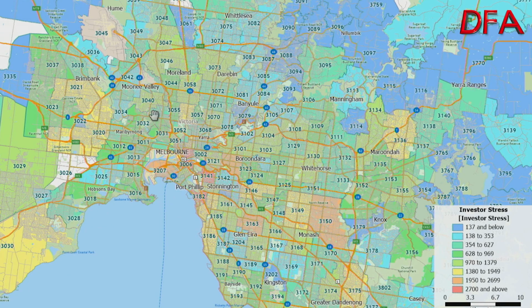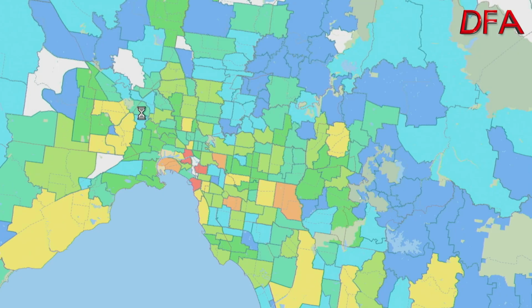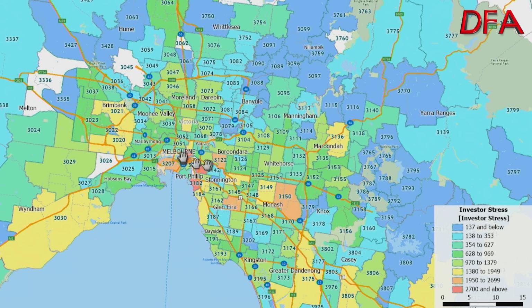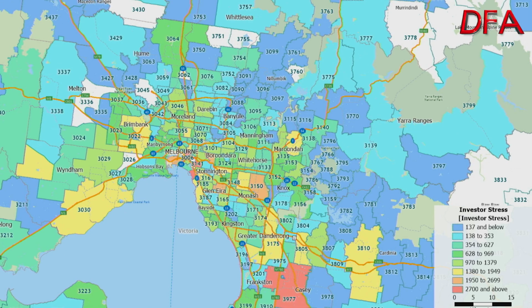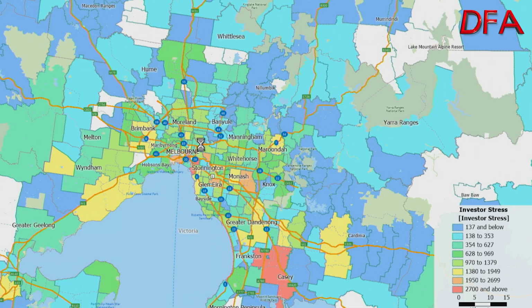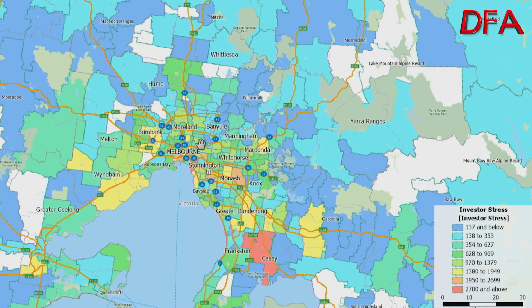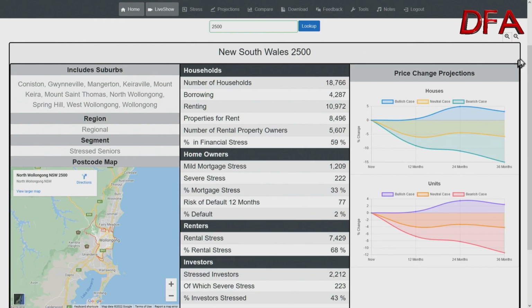So it's very important to understand that this stress is very much the mirror image of the rental stress I showed you earlier on. And it's interesting that if you come out further, if you go to places like Frankston and Casey, there's hotspots there as well. And in some regional areas, you see the odd hotspot too. But a lot of it is in and around the centre of Melbourne. Just to sort of give you another picture, this is actually my modelling data.